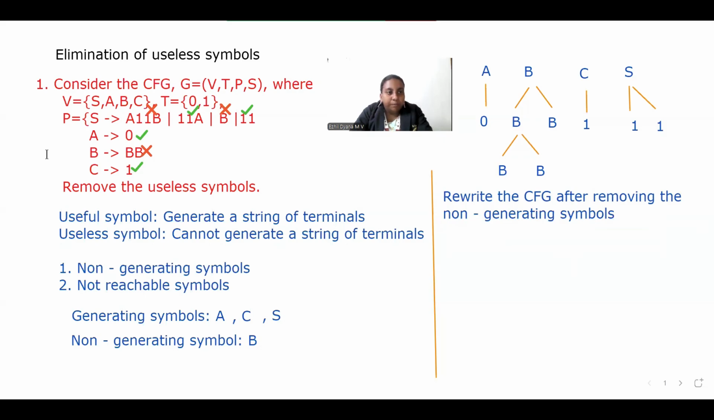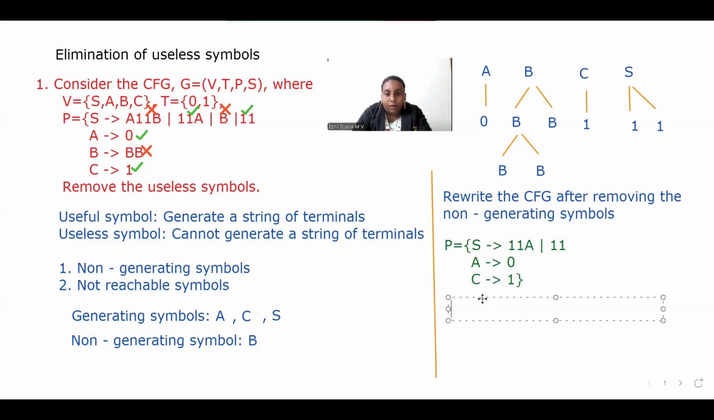So you will write your updated grammar. Your updated grammar will be P equal to S tends to, you will remove A double one B because it has non-generating symbol B. The next production is double one A, or you will remove B because it is non-generating, and the next production is double one. Then you will have A tends to 0. You will remove the entire B production. So you will have C tends to 1.